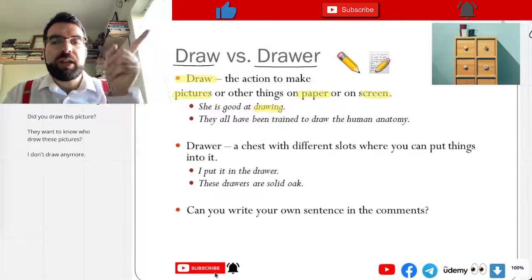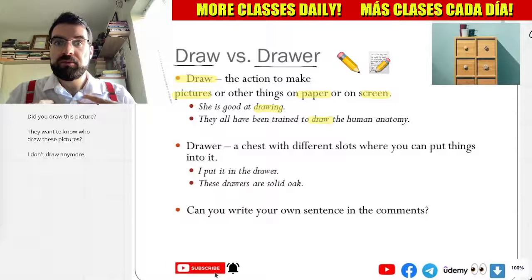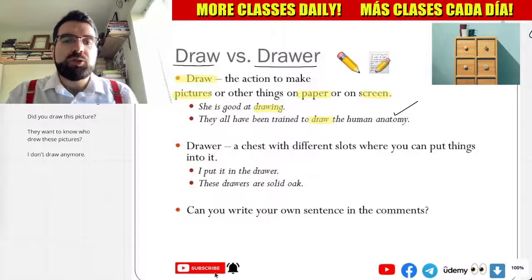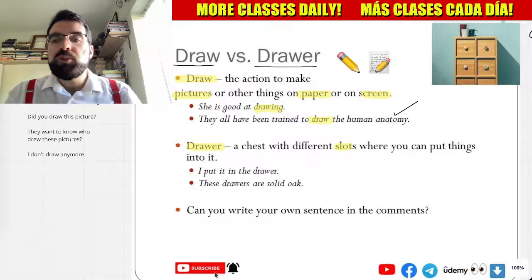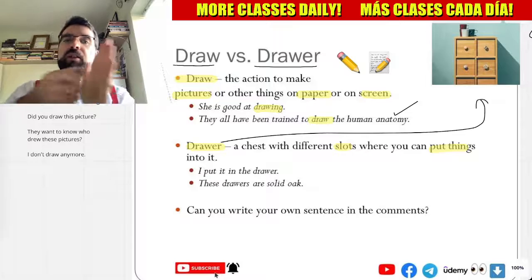They have been trained to draw the human anatomy, the human body. How cool is that? But drawer: a chest with different slots where you put things into. Like here, drawer.